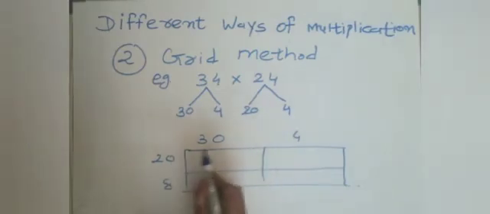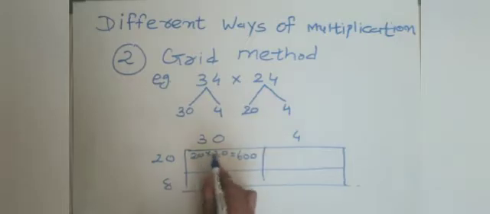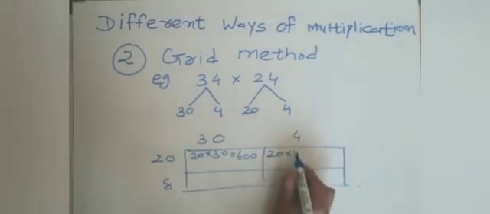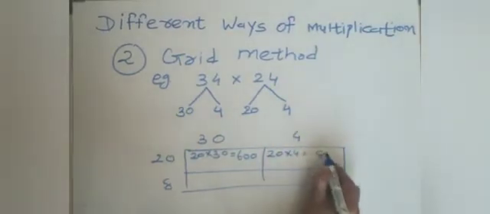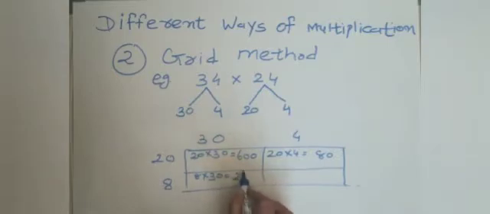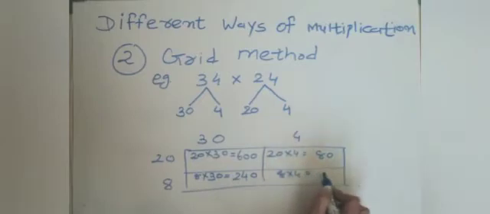In this box we will multiply these two numbers, that is 20 into 30 is equal to 600. 2 threes are 6, and add two zeros at the right side of the number. It is very simple. 20 into 4 is equal to 80. 8 multiplied by 30 is equal to 240, and 8 multiplied by 4 is equal to 32.